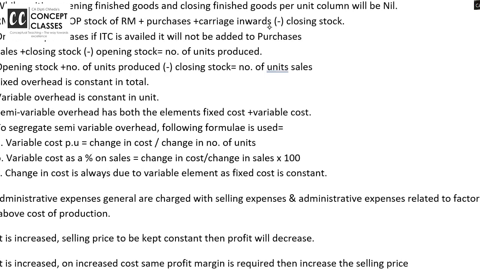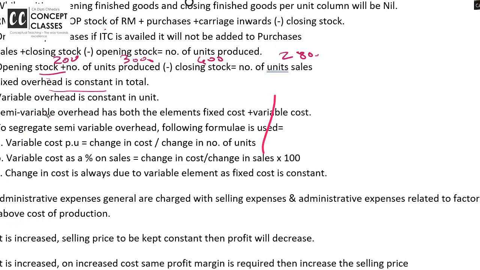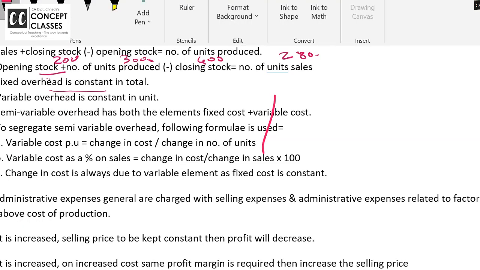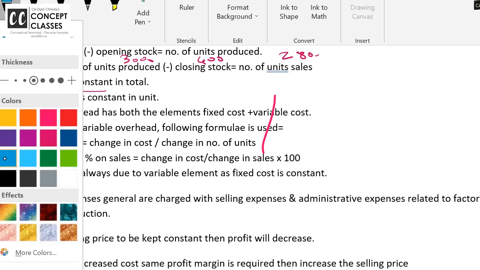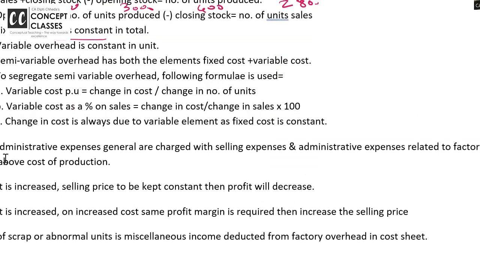Fixed overhead is always constant in total. Fixed overhead is always constant in total. Okay? Variable overhead is constant per unit. Semi-variable overhead, you have to separate into fixed and variable. I have already made a video of that. I will share the link.